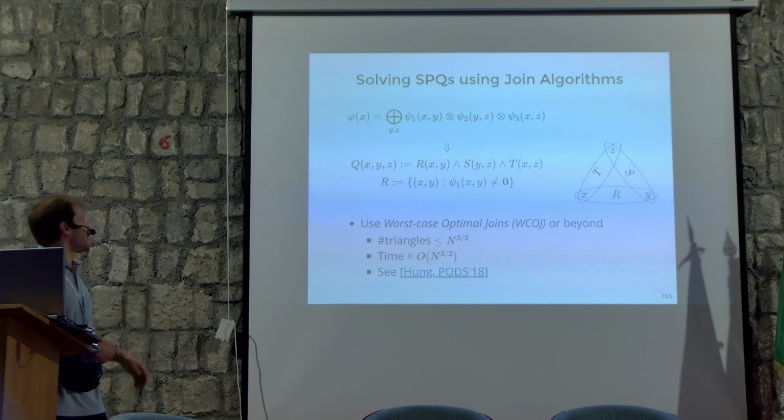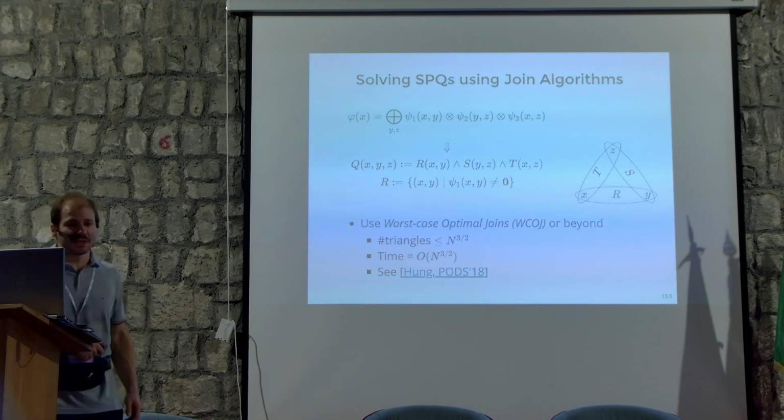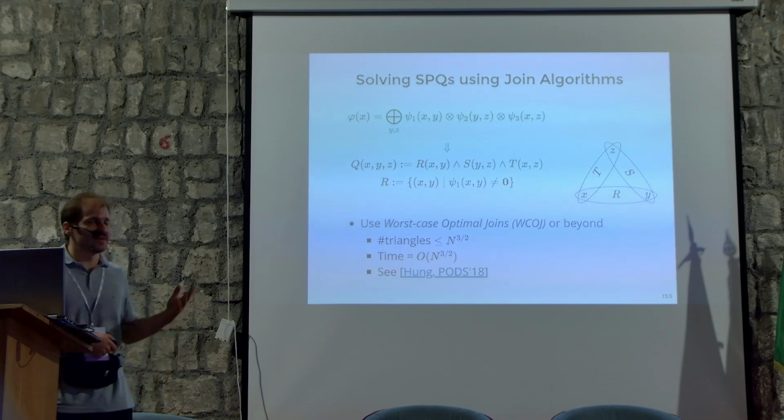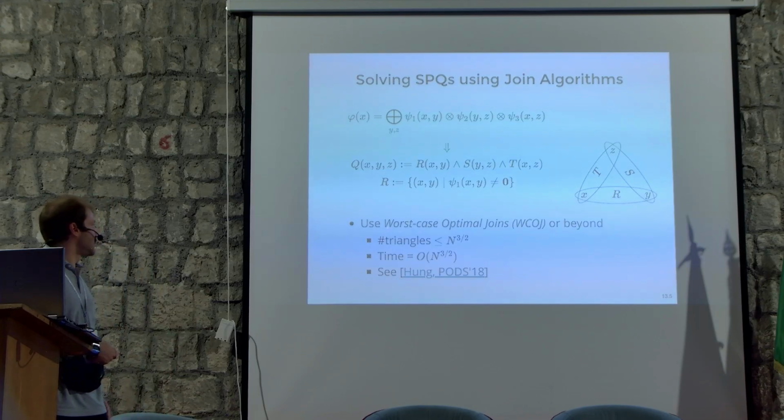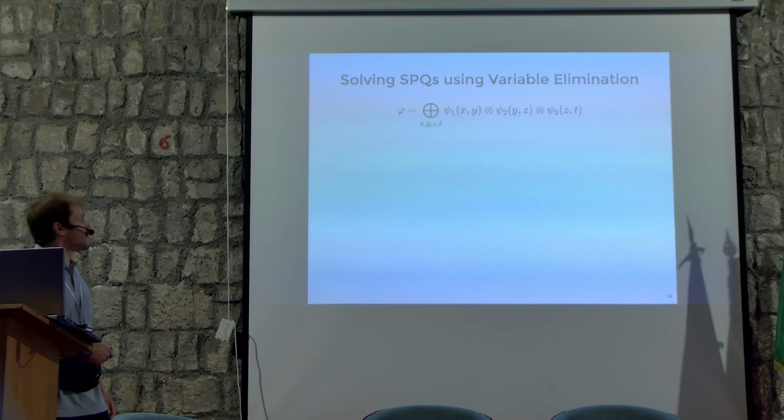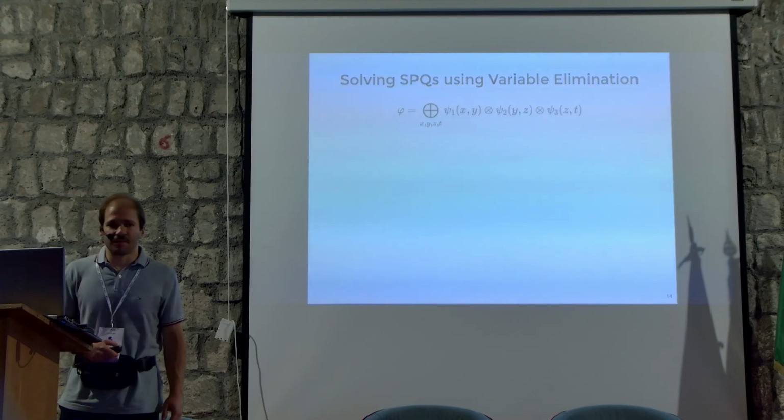So the main takeaway here is that the first trick that we can use to solve SPQs is basically reducing them to database joins, and then we have rich literature using worst-case optimal join algorithms, and we have also explicit bounds for every query that depend on the query pattern, and these bounds are actually tight. But this by itself is not really enough.